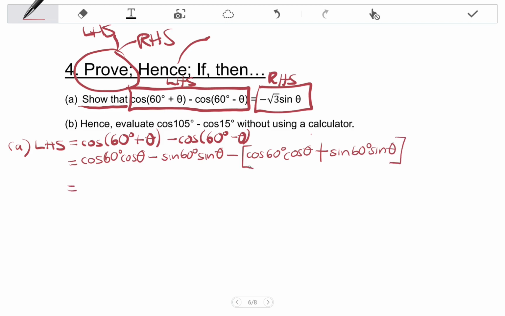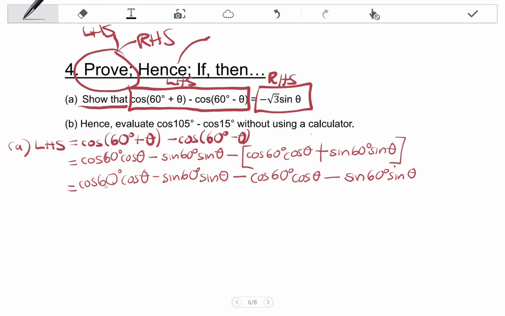Okay, the reason I'm writing this expansion in brackets is because of this negative. That negative needs to be distributed to every term in the brackets. So let's do that now. So I've got cos 60 degrees, cos theta minus sine 60 degrees, sine theta, minus the cos, the first term, cos 60, cos theta, distribute the negative, which makes the last term negative 2.